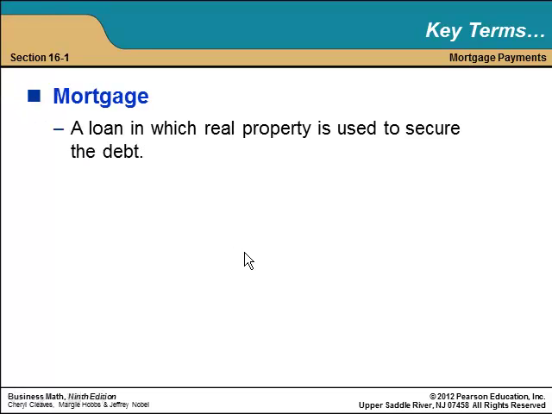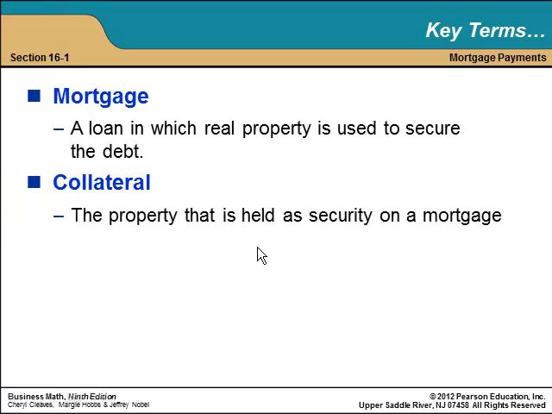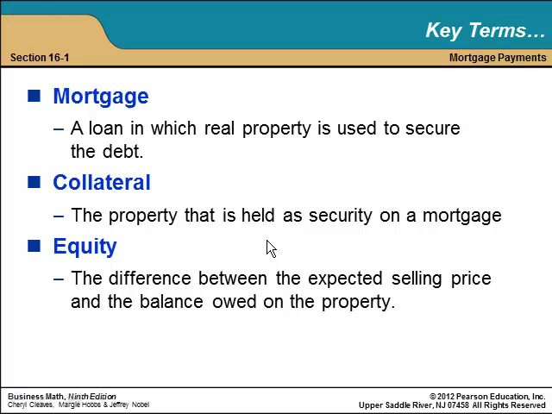A mortgage is a loan in which real property is used to secure a debt. The collateral is the property that is held as security on a mortgage. Equity is the difference between the expected selling value and the balance owed on the property. And right now, they talk about people being underwater on their mortgage, and that's because their equity is less than zero: the expected selling price is less than the balance owed.